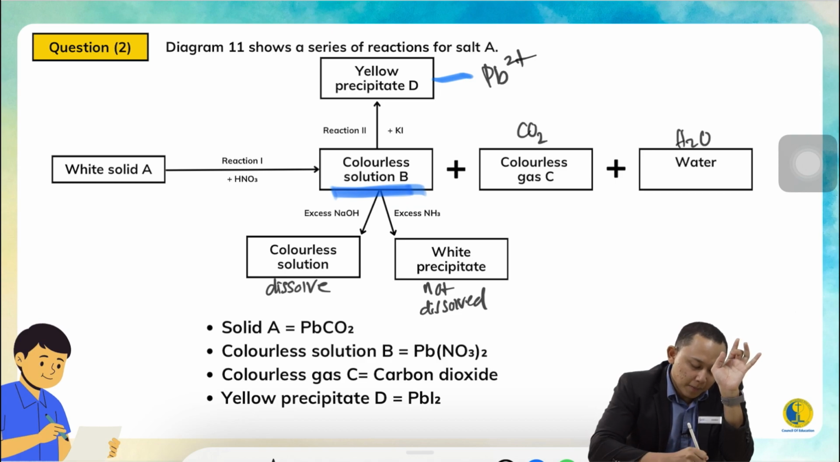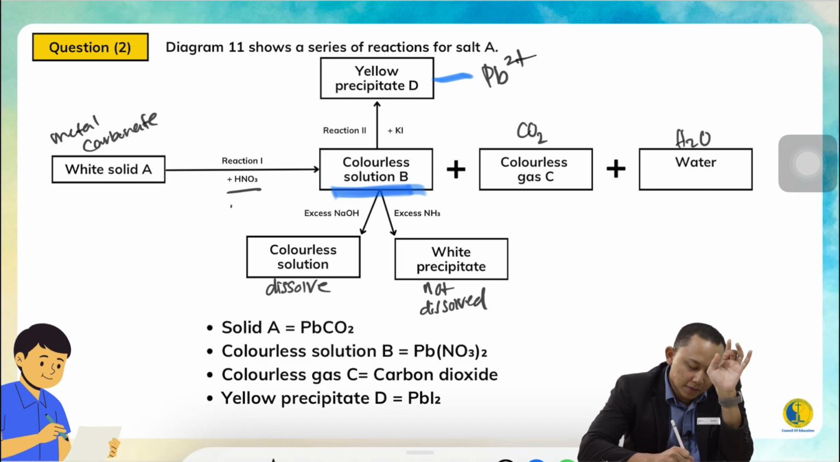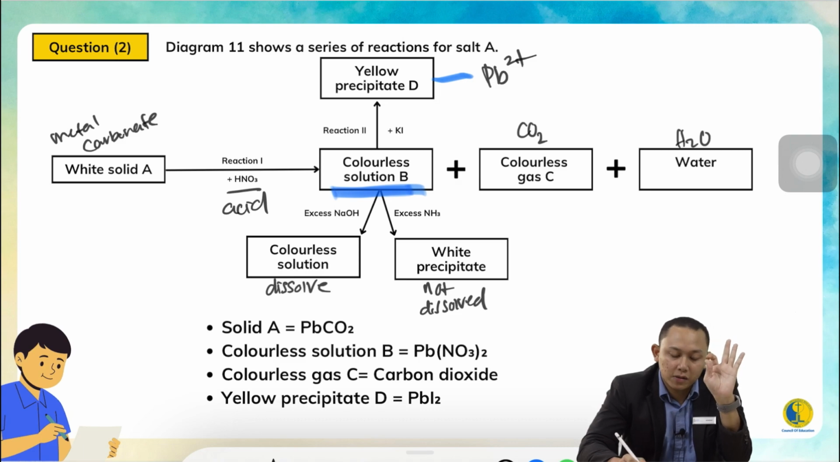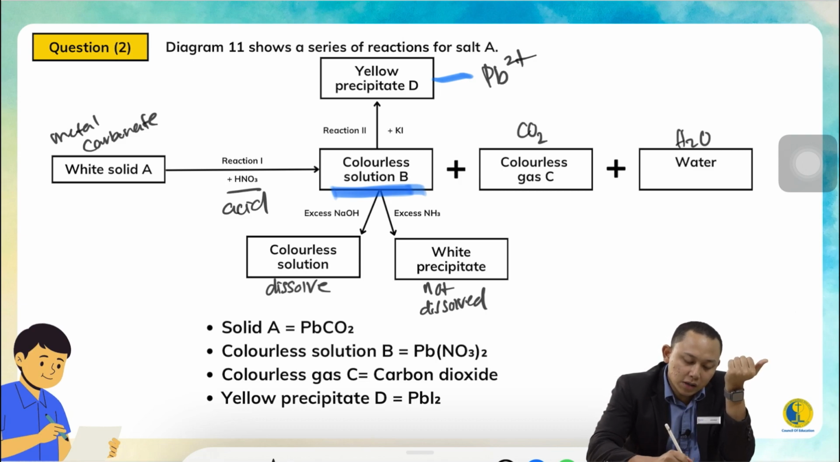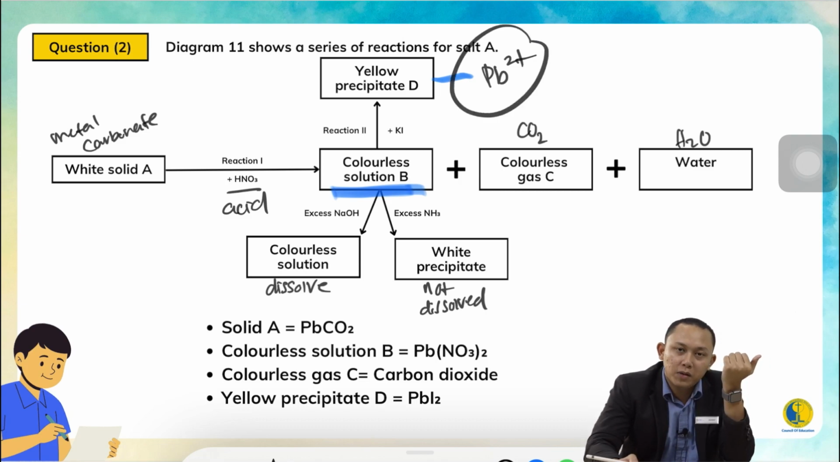Because metal carbonate reacted with acid here to produce three things: salt, colorless gas, and also water. The gas is your CO2. Solid A is, because we know just now we have our Pb2+, so white solid A is PbCO3.